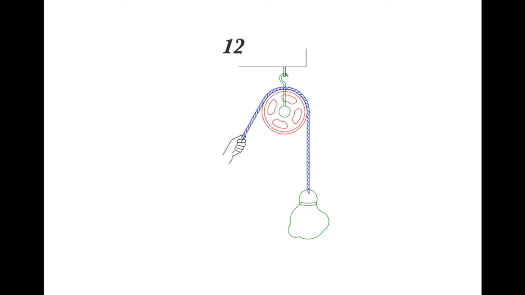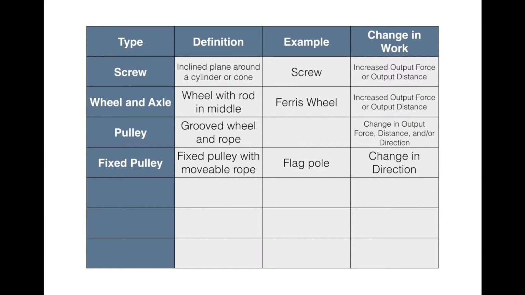So its mechanical advantage is only 1, because for every newton of force you pull down with, it gets lifted up with 1 newton. Now, let's go ahead and fill that out. Fixed pulley with a movable rope, a flagpole, and a change in direction. So here we go on to the next type.